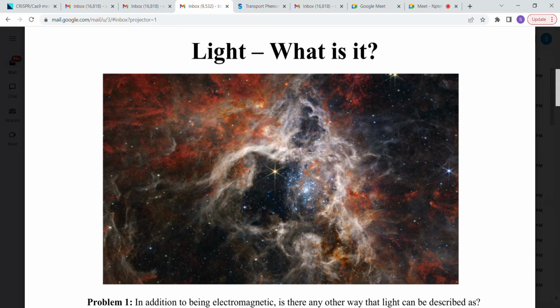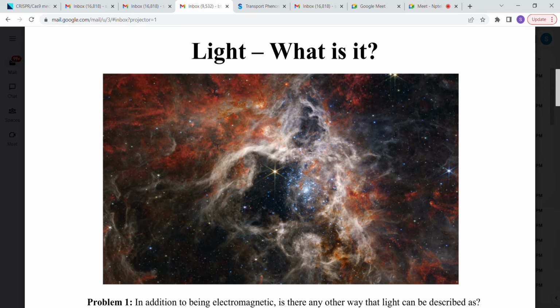But when you think about light, in addition to it being electromagnetic, is there any other way that light can be described? We say it's an electromagnetic field, alternating electric and magnetic forces, photoelectric effect, solar panels, etc. These are physical phenomena. But what do you observe from this beautiful picture from the James Webb Telescope? Just give a minute of thought to it.